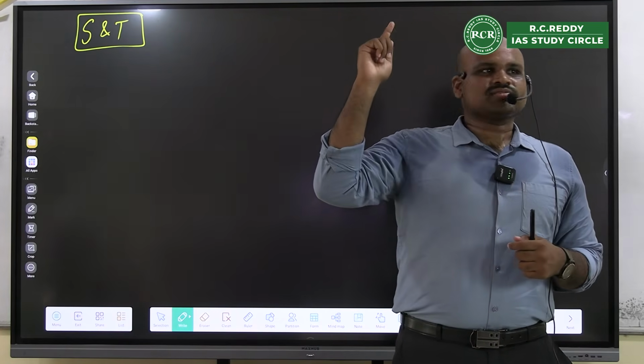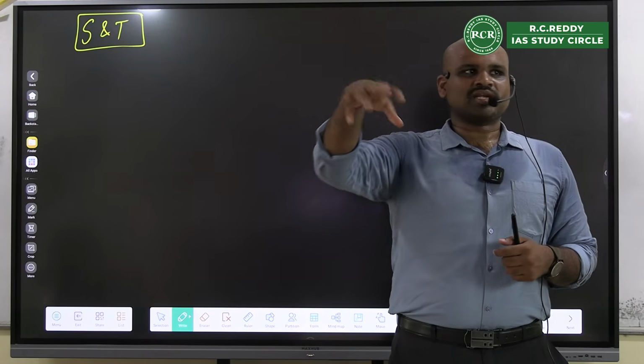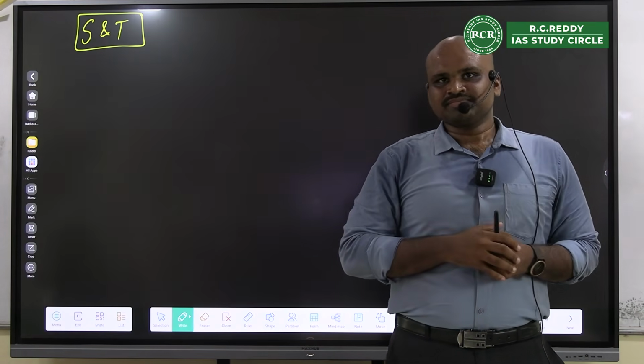But this is one subject which is going to determine marks in GS3, as well as when it comes to UPSC, you know, it is paper 5. Right?